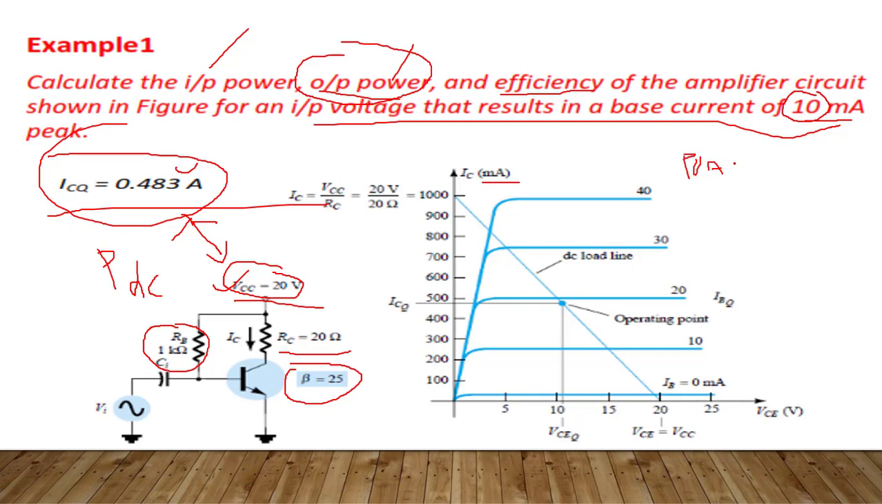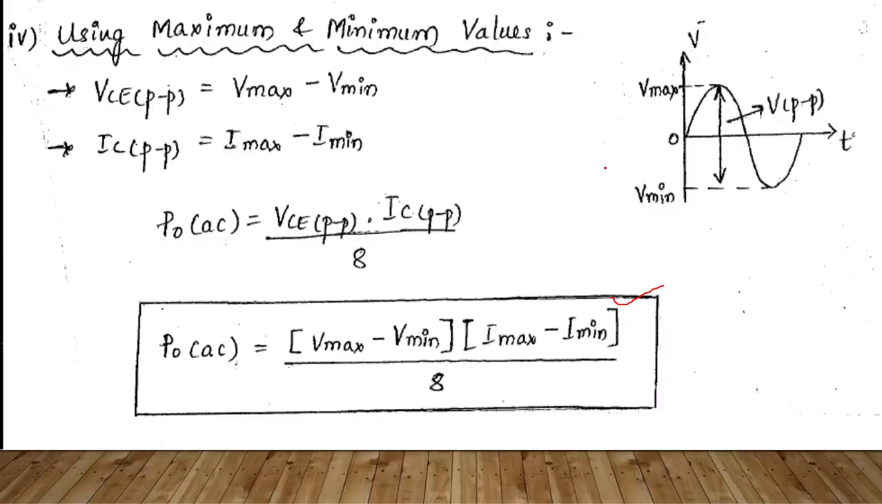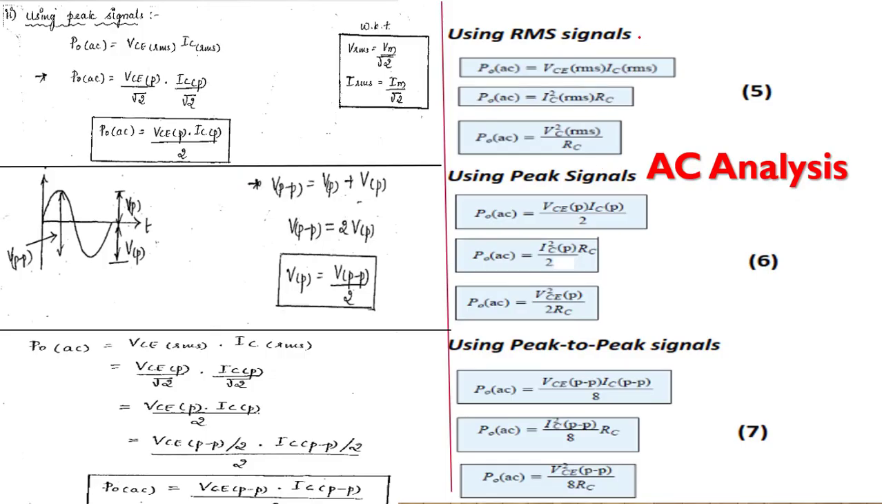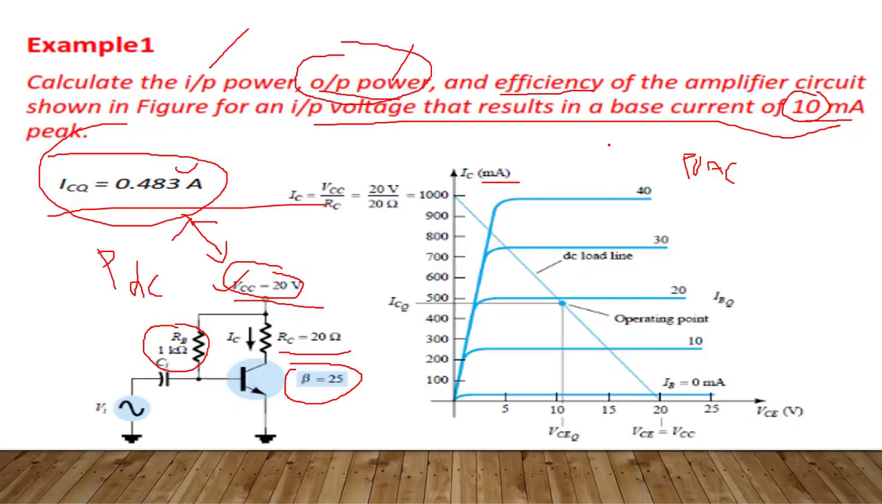There are many formulas we have. See here, we have using RMS signal, peak to peak signal, and you can use voltage, current, and resistance, all those things. Here, actually, we don't know VCE, but we know the RC. So, is it possible to find IC using IB here? So, try to find IC here.